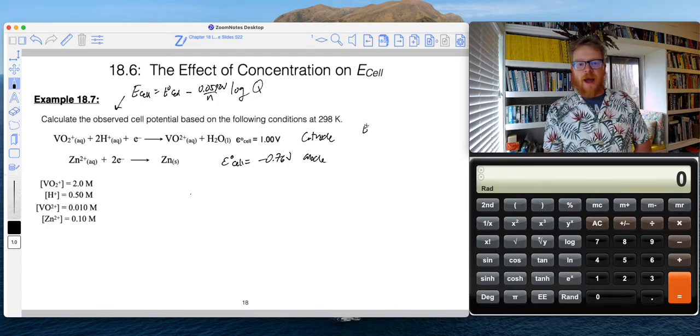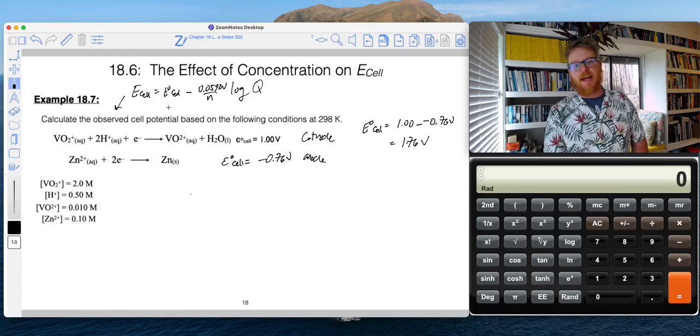And so now I can calculate my standard cell potential by saying cathode minus anode, both written as reduction potentials. And we can see that they both are written as reduction potentials. So that's going to be, let's see here, 1.00 minus 0.76 volts to give me positive 1.76 volts.